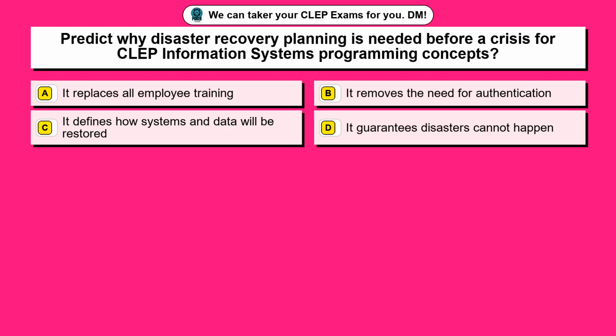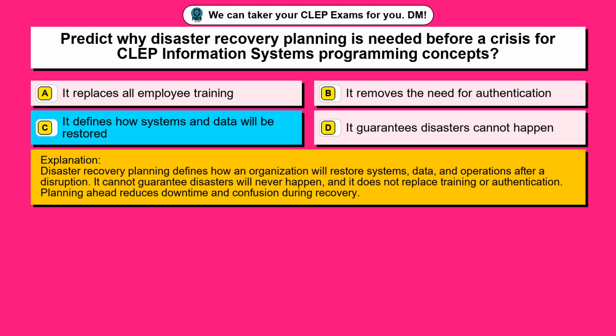Option A. It replaces all employee training. Option B. It removes the need for authentication. Option C. It defines how systems and data will be restored. Option D. It guarantees disasters cannot happen. The correct answer is option C. It defines how systems and data will be restored.